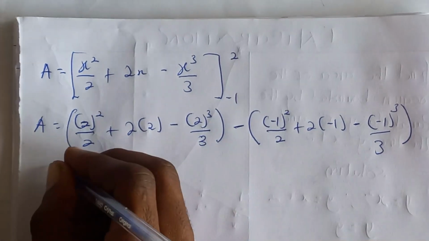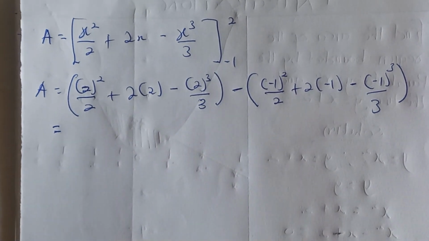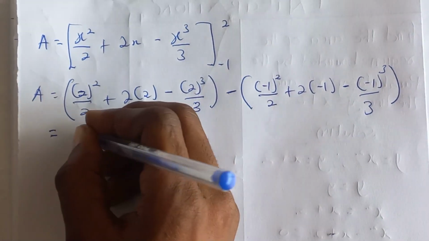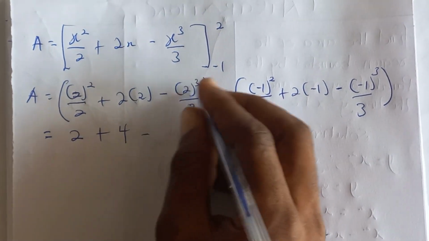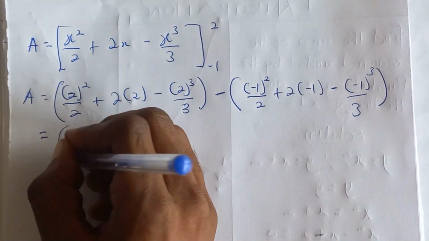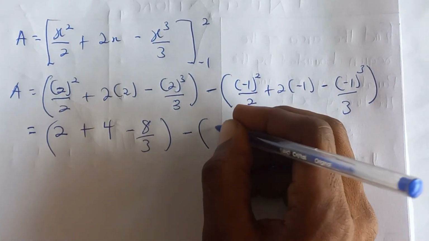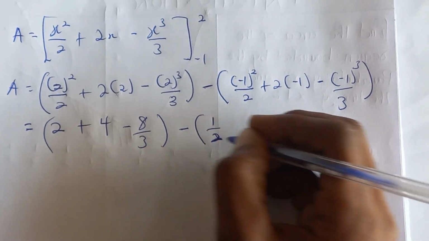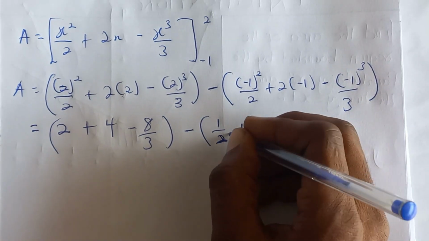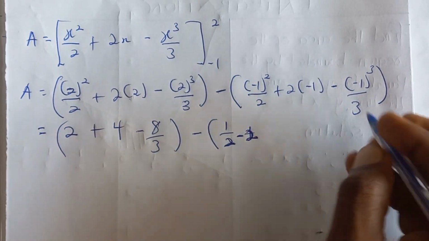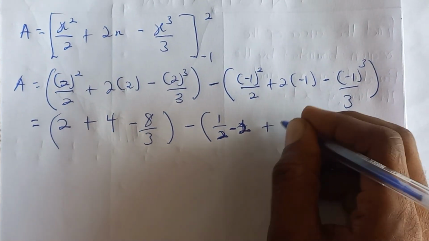Good. So this is what we're having now. Let's sum up some things here. So this one will give us 2 plus 4. So this one will be 8 on 3, minus, this one to give us half. Negative 1 squared is 1 over 2, plus, so this one to be negative 2. So minus 2. Then this one minus 2 plus half, 1 on 3.